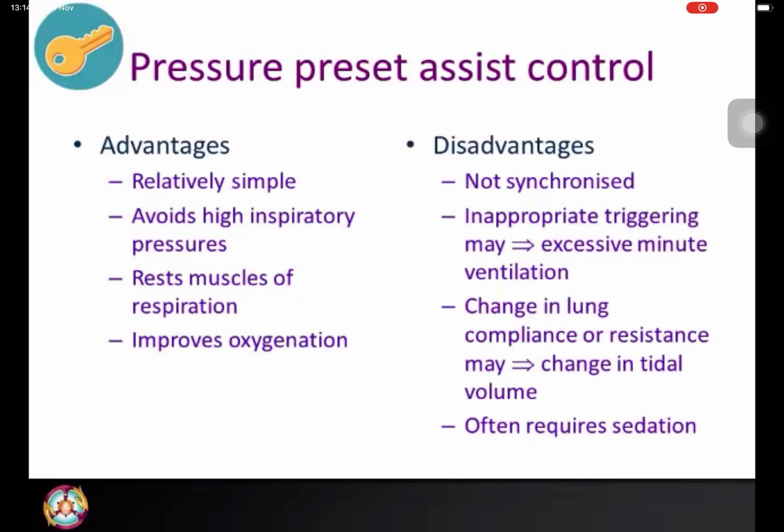Its advantages are that it's relatively simple, avoids high inspiratory pressures, rests the muscles of respiration, and improves oxygenation. The disadvantages are that it is not synchronized with the patient's breathing, so a ventilator-initiated breath may come on top of a patient-initiated breath. Again, inappropriate triggering may result in excessive minute ventilation. A change in compliance or resistance results in a change in tidal volume, and it also often requires sedation to achieve patient-ventilator synchrony.